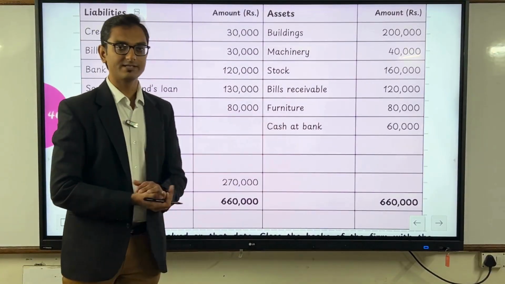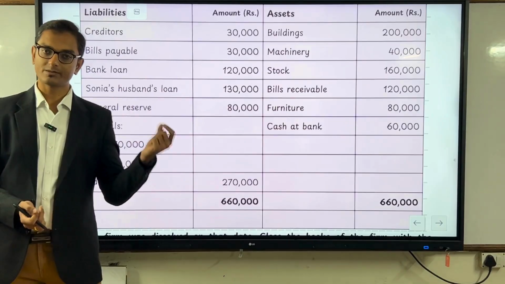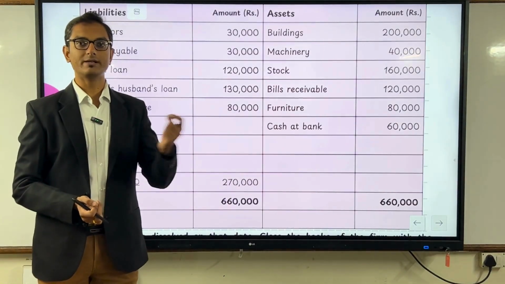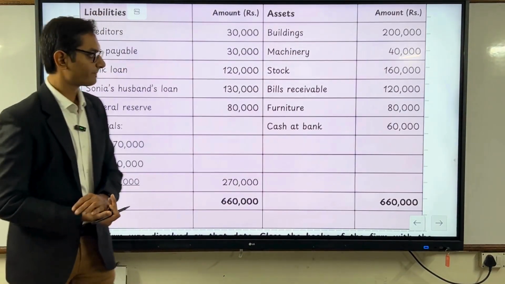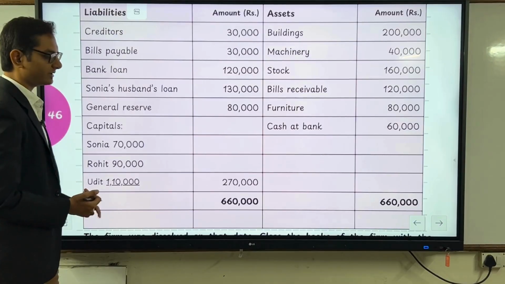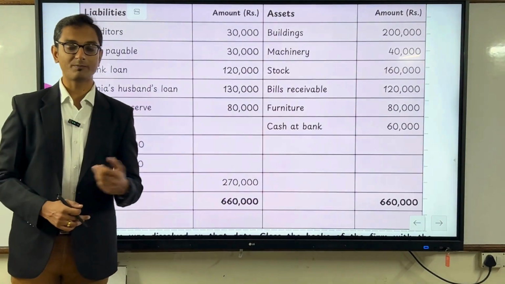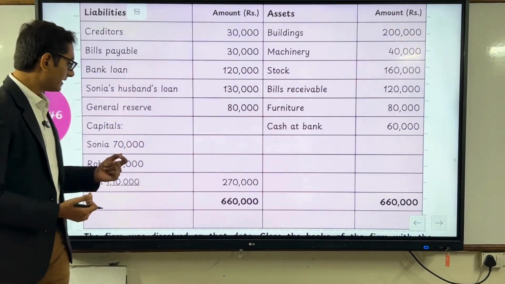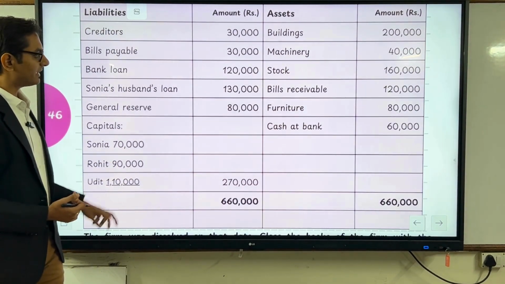And cash and bank is given, that is written on the cash and bank account on the debit side to balance brought down 60,000. And the capital of the partners, that is Sonia, Rohit and Udit, is also written on the credit side of partners capital account with the respective balance.